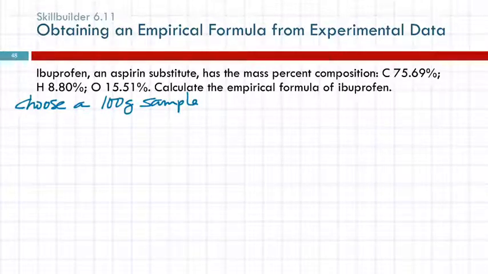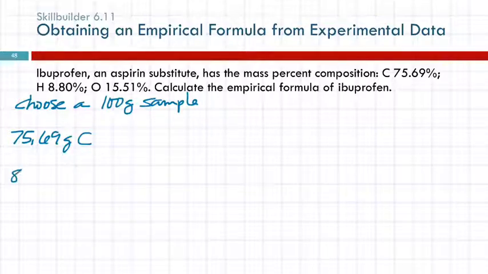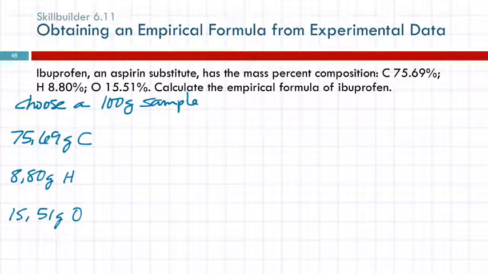So then 75.69% carbon turns into 75.69 grams of carbon in 100 grams. Right? And for hydrogen, 8.80% means 8.80 grams per 100 grams. So that's 8.80 grams of hydrogen. And then the oxygen is 15.51 grams of oxygen. Any questions about that?